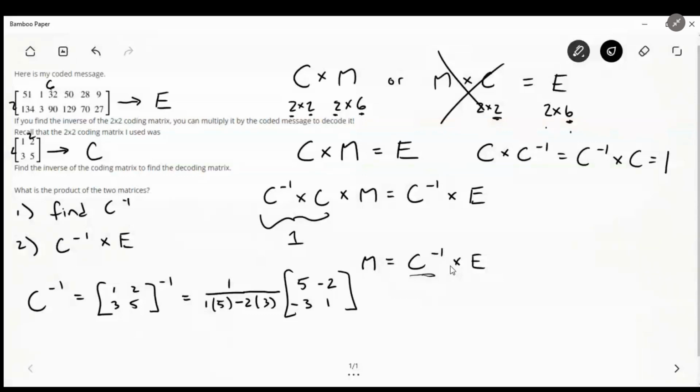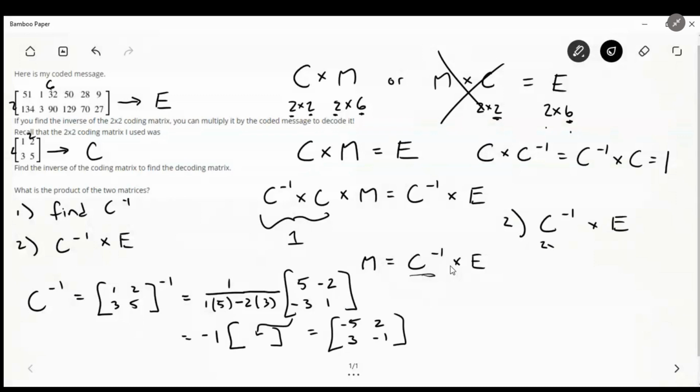And when you calculate this out, you're going to have 5 minus 6, so negative 1 in the denominator. That's just going to leave you with a negative 1 times what we had here. So it's going to give you negative 5, 2, 3, negative 1. And that's part 1. And then in part 2, you're going to multiply C inverse times E. And we know we could do that because C inverse is a 2 by 2 and E is a 2 by 6. So this is going to give us a 2 by 6.